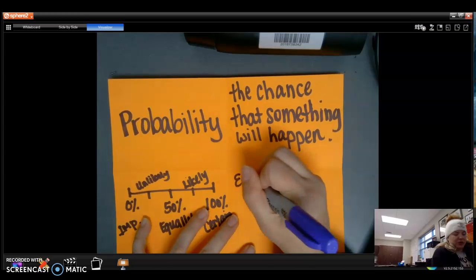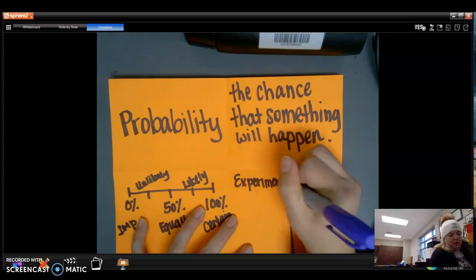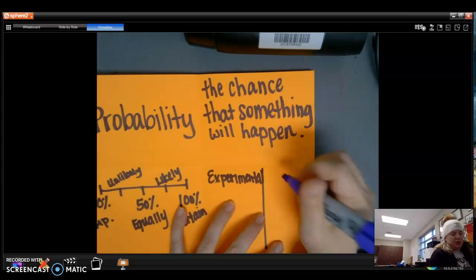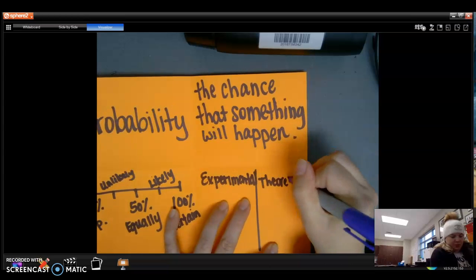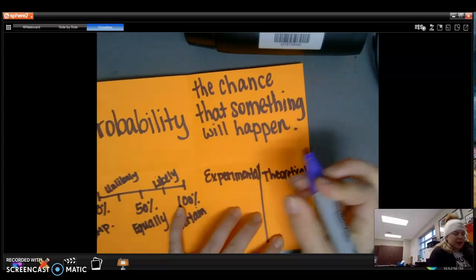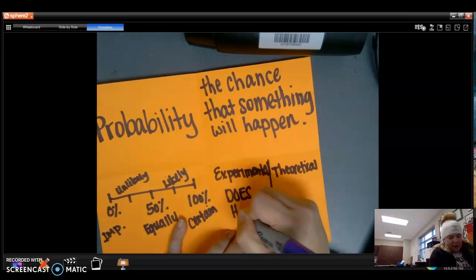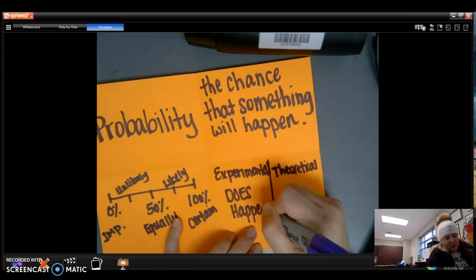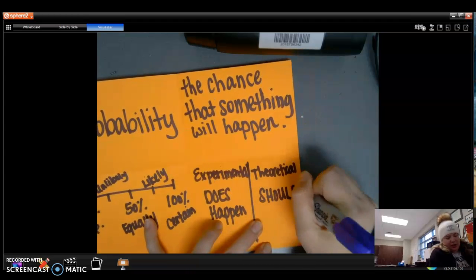to write experimental, write it smaller than Miss Brown just did, and theoretical probability. Okay? This is what does happen. This is what should happen.